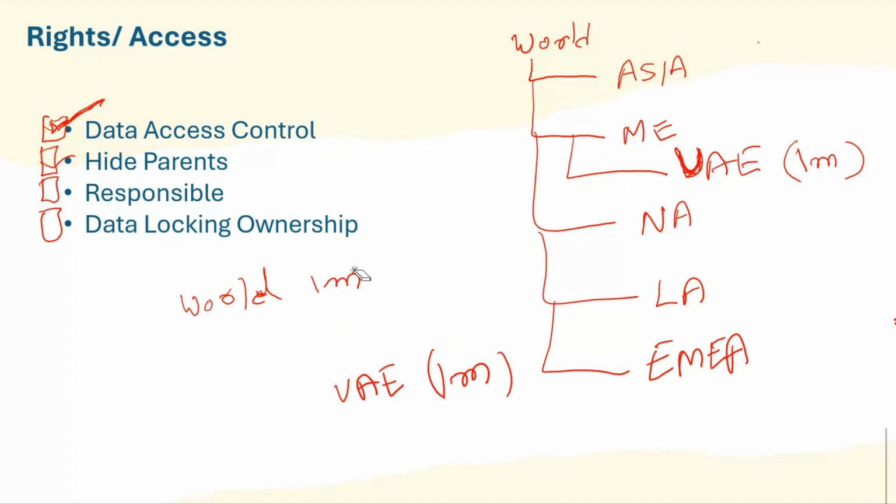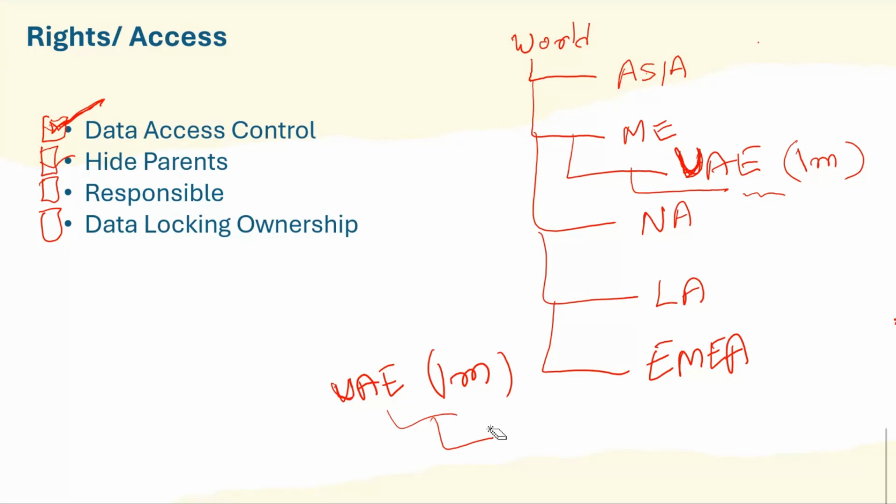If we just tick hide parent, then he will only be able to see UAE. That's it. And within UAE, if it has further breakdown, then the remaining breakdown, but nothing above it. Only the respective node and the respective children of those nodes, however many levels of children there are, but none of the parents will be visible. So this is where hide parent is useful.